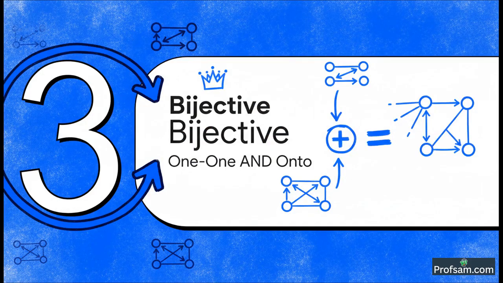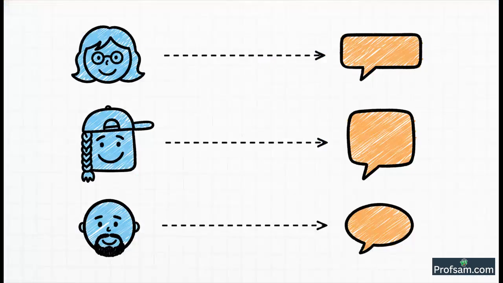All right, let's bring it all together with the most VIP function of them all, the bijective function. And the good news is, it's not a new rule at all. It's just a perfect combination of the two we just learned. It's literally this simple. If a function is 1-1 and it's also onto, then we call it bijective. That's it. Think of it like a perfect DM chat on Instagram. Everyone has their own unique chat, that's the 1-1 part, and all your friends are actually on the list to be messaged. That's the onto part.